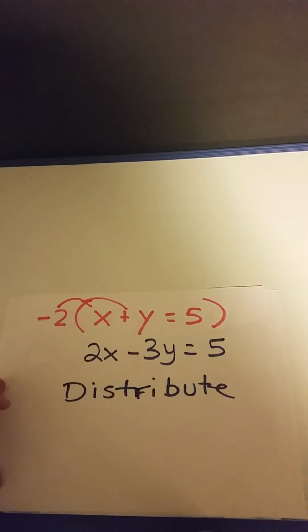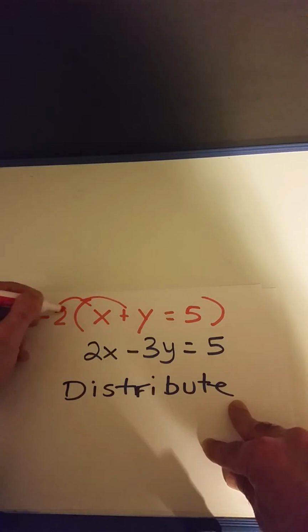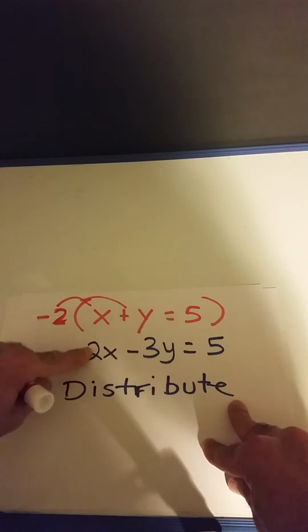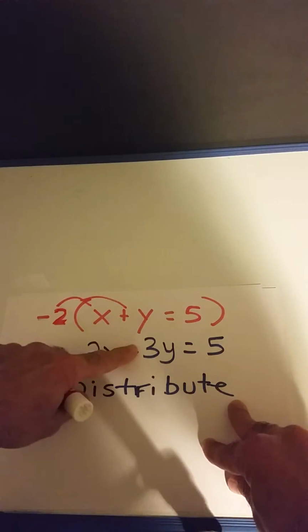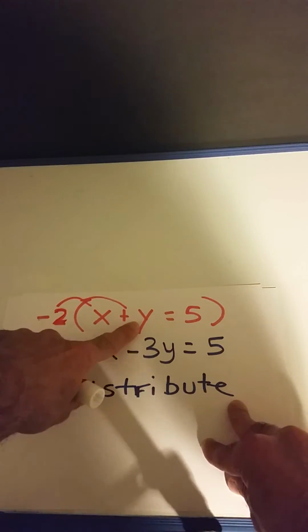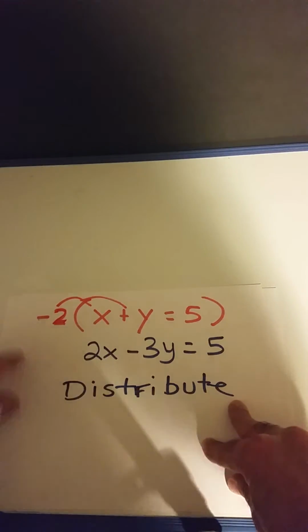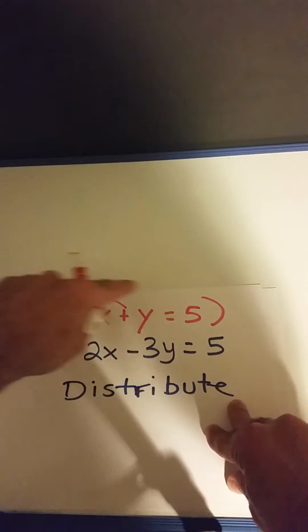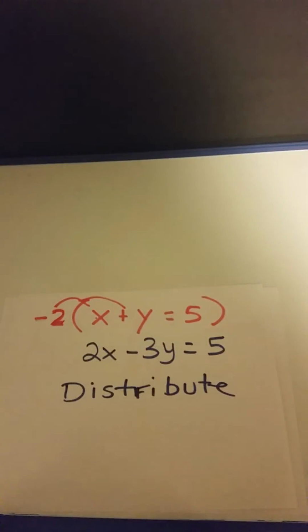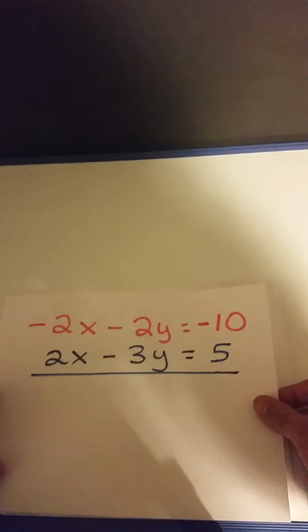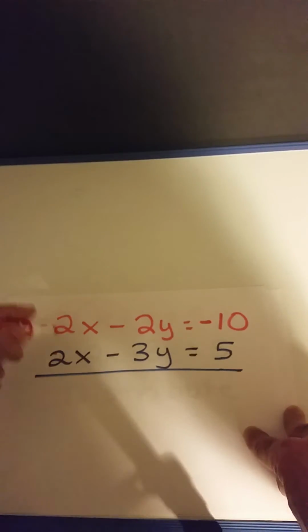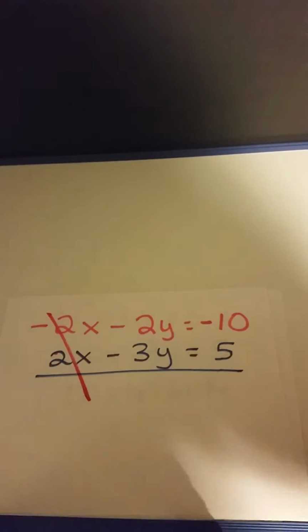Let's go back a little to make sure you understand. I used a negative 2, and the reason why I use negative 2 is because I have a positive 2x down here. I could have also used negative 3, and that would have helped me too. Either way. So negative 2 times x is negative 2x, negative 2 times y is negative 2y, and negative 2 times 5 is negative 10. So I manipulated the equation, and now you can see I can eliminate the x.